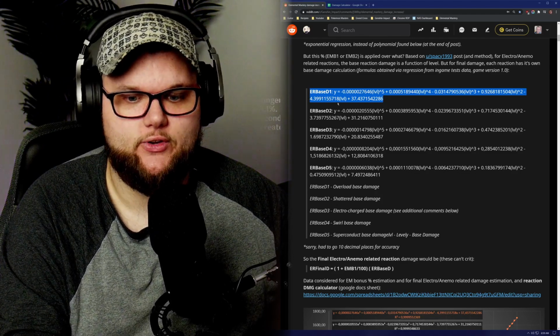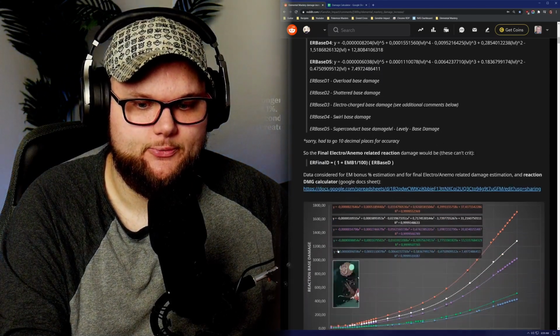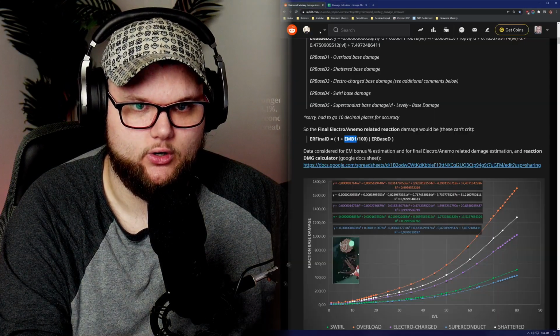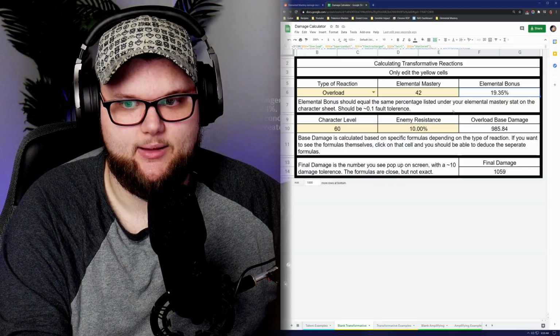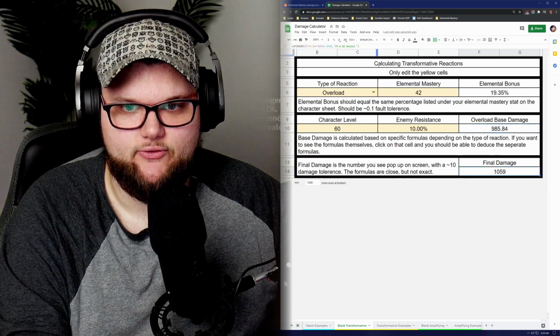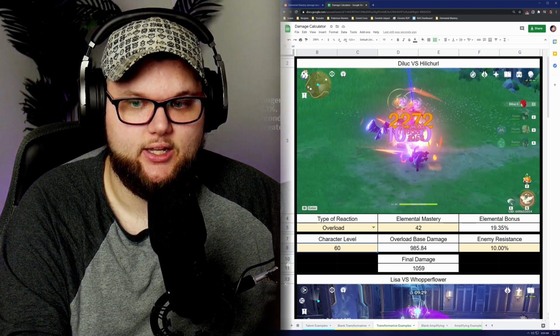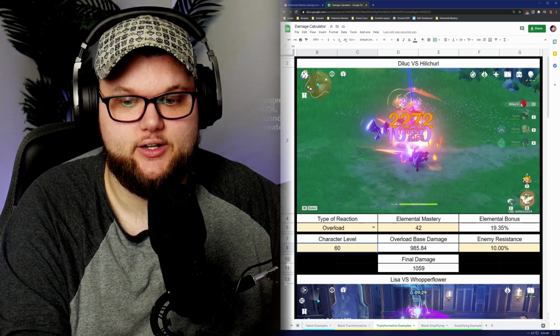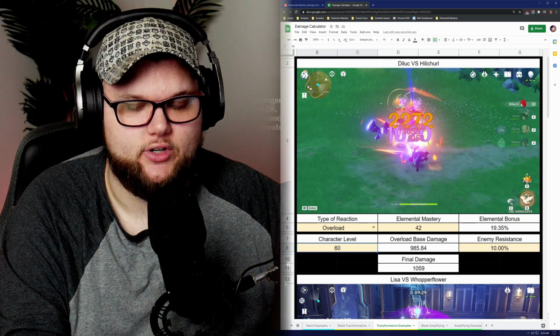So once we figure that out, we then apply the bonus number that we had, which was the 19.4 times our base damage. And we end up getting 1,059 damage. Now, if we look in the picture, we hit 1,053. So again, a little bit of tolerance in the variance, but very, very close, very solid.